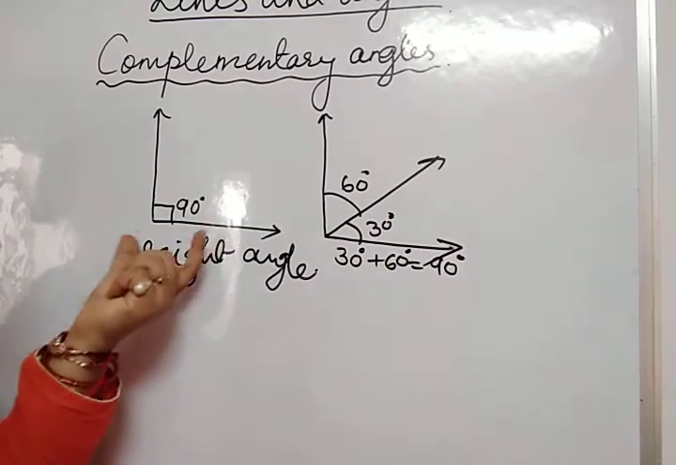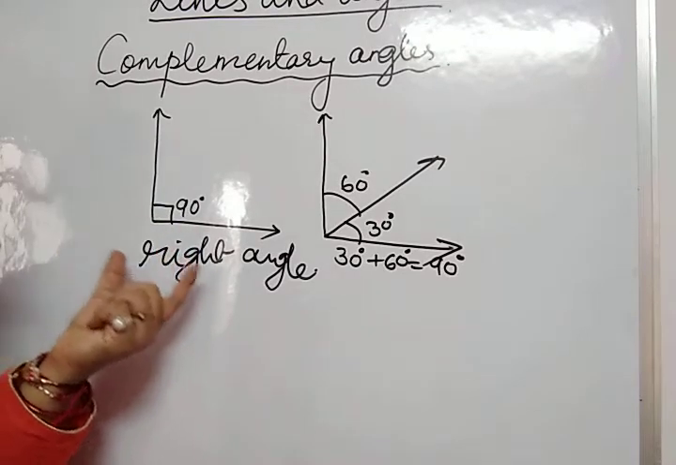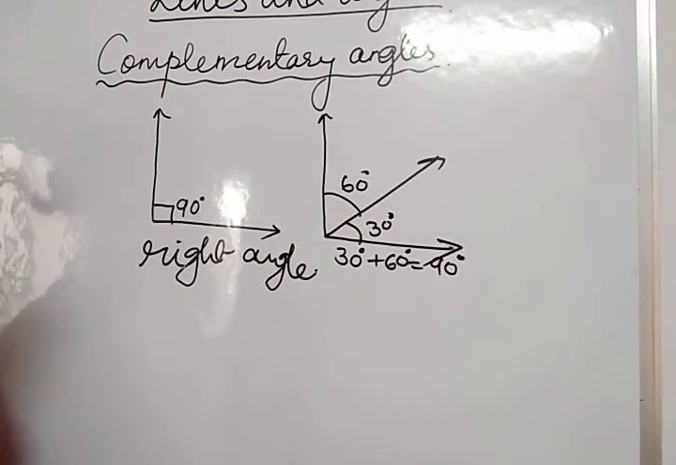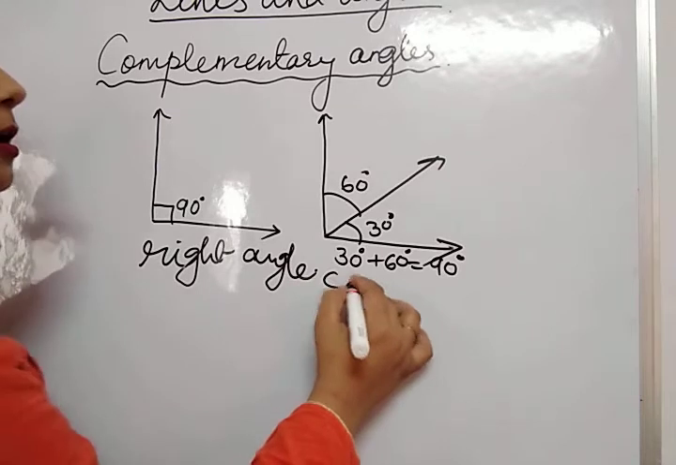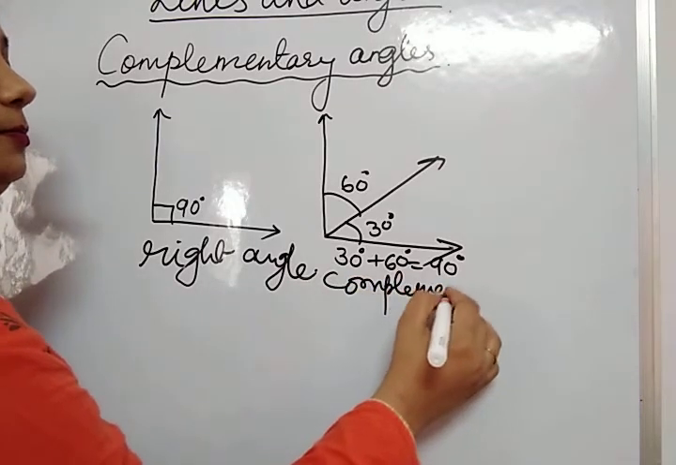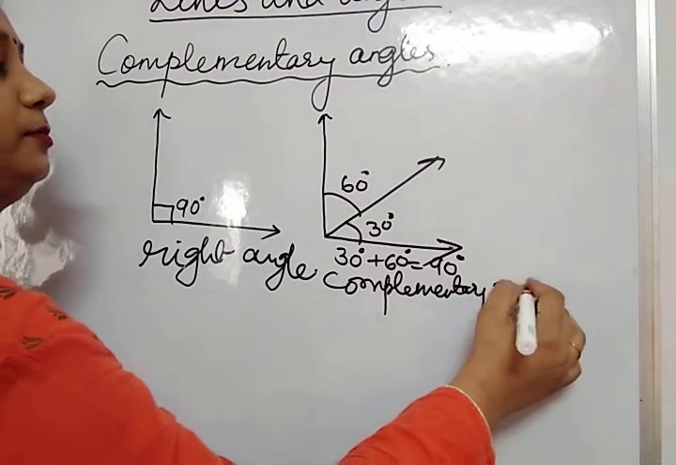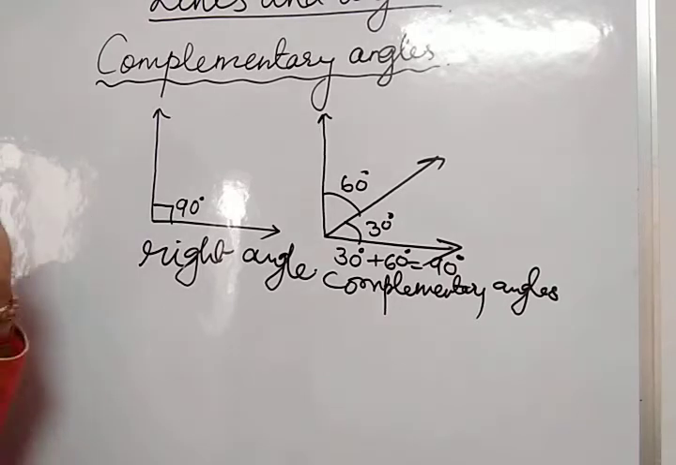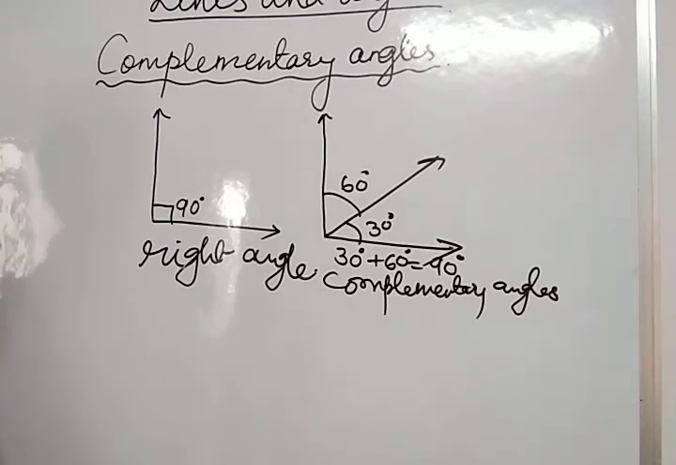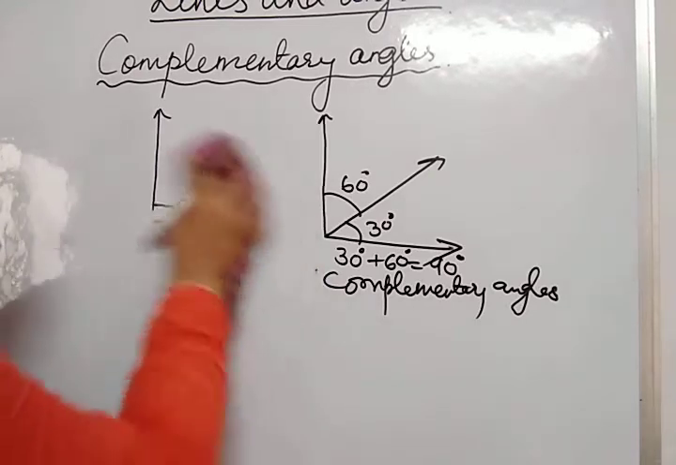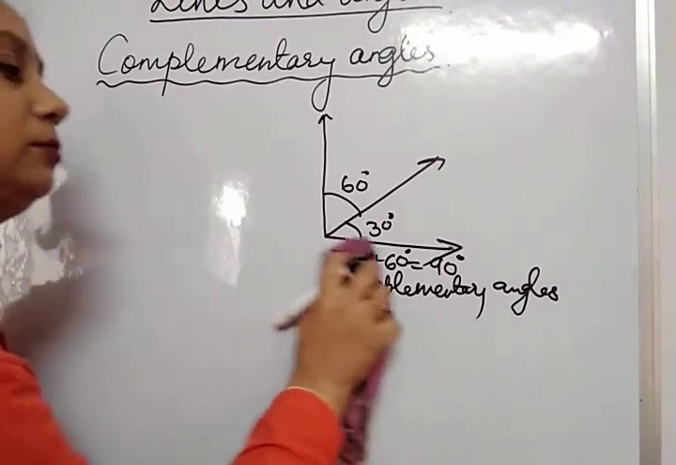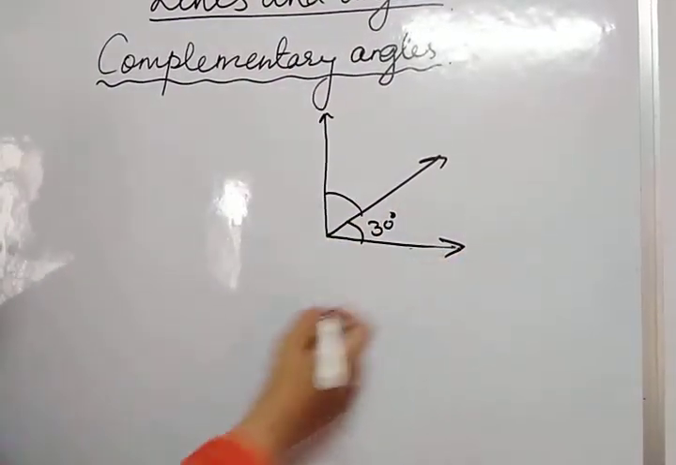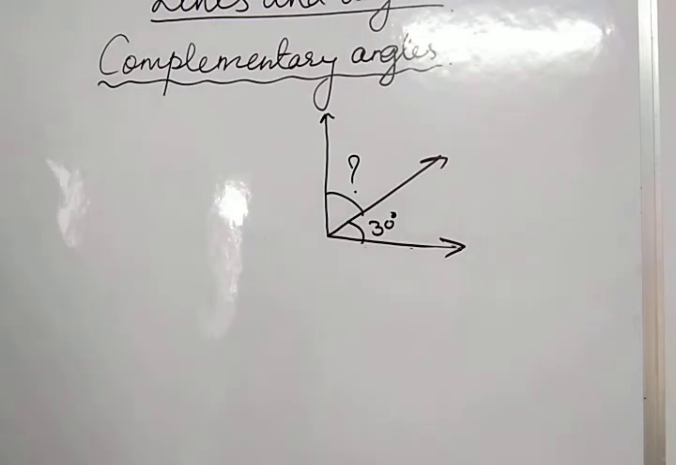If a measure of an angle is 90 degree, then the angle is said to be right angle. And if the sum of two angle is 90 degree, then the angle is said to be complementary angle. Complementary angles, okay? So if we have to find out the complementary angle of the given angle, like we have taken 30 degree first here. So what will be the complementary angle of 30 degree angle?